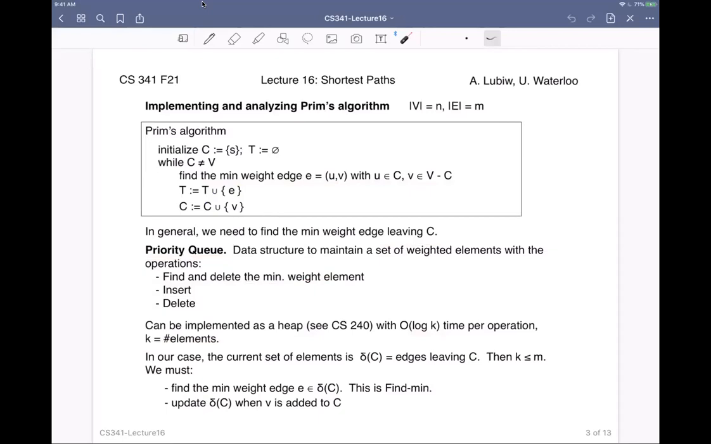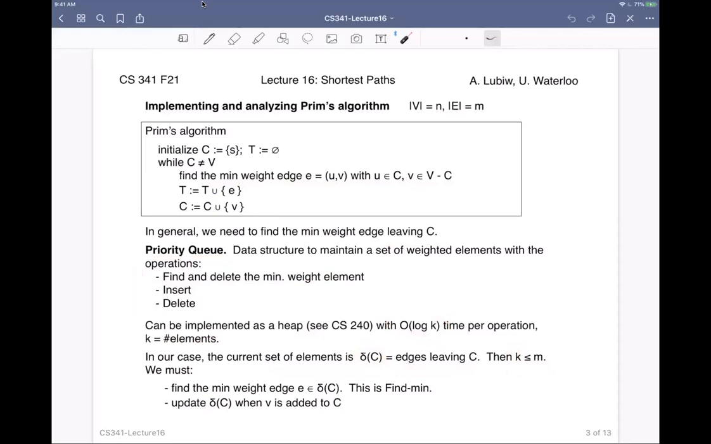Now, in our case, the current set of elements, here's a piece of notation for you. It's the set of edges that leave the set of vertices C, and we call that delta of C. It's sort of the boundary of C. Now, what that means is that our value of k is bounded by m, the total number of edges. So then we are looking at a log of m time for each of the priority queue operations.